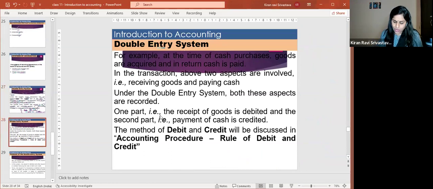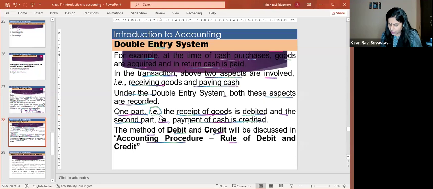So again, here an example is given. For example, at the time of cash purchase, goods are acquired and in return cash is paid. So in this transaction, two aspects are involved, receiving goods and paying cash. Under the double entry system, both these aspects are recorded. In one part, the first part, that is the receipt of goods, is debited. And the second part, that is the payment of cash, is credited. The method of debit and credit will be discussed in accounting procedure, the rules of debit and credit. There are different golden rules of debit and credit, which we will do in the next chapter.